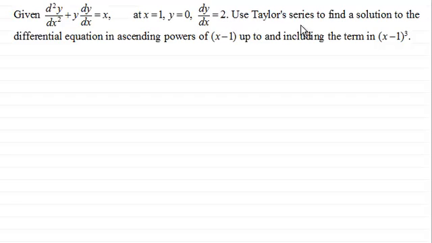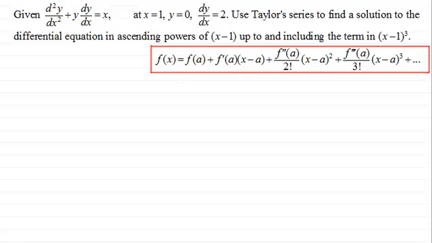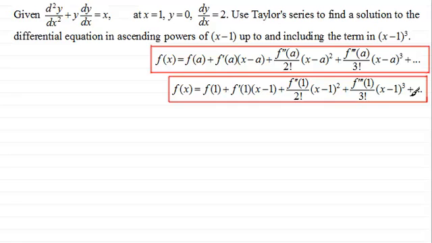So we've got to use a Taylor's series to find a solution to the differential equation in ascending powers of x minus 1 up to and including the term in x minus 1 cubed. Now to do this we need to use the Taylor's series that involves expansions in ascending powers of x minus a. And that formula, just as a reminder, is this one here. Now, when we compare this formula to expanding in terms of x minus 1, a would have to be 1. So when a is 1, we get this version here.